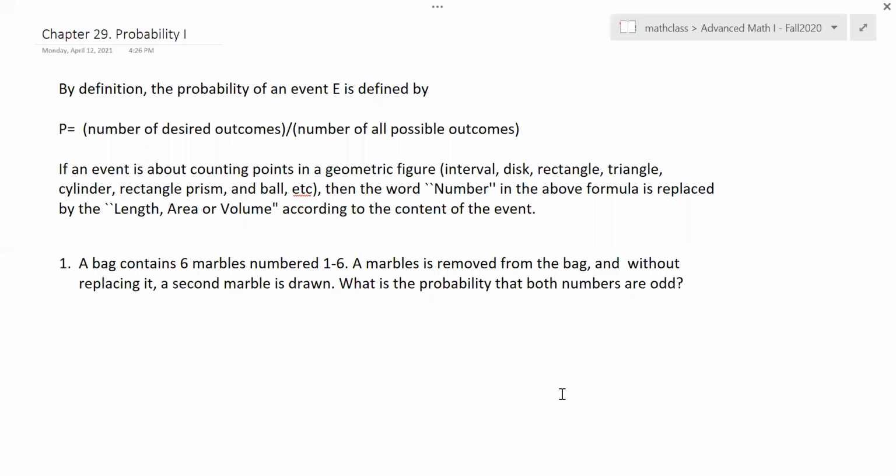Probabilities. Those who took my basic math class already learned some basic probability problems. First of all, let's recall the definition of probability. The problems we're going to study usually are about discrete data. You can count the numbers.